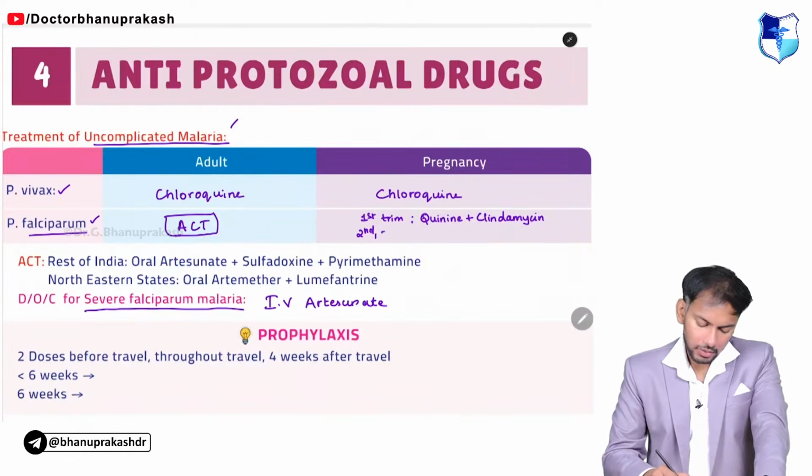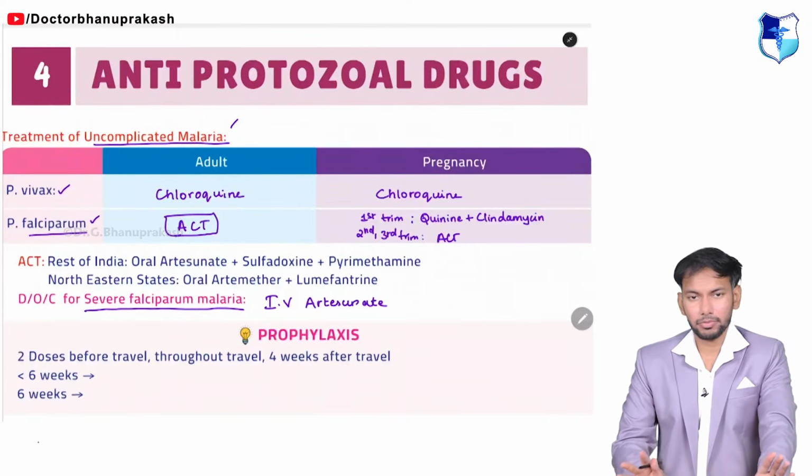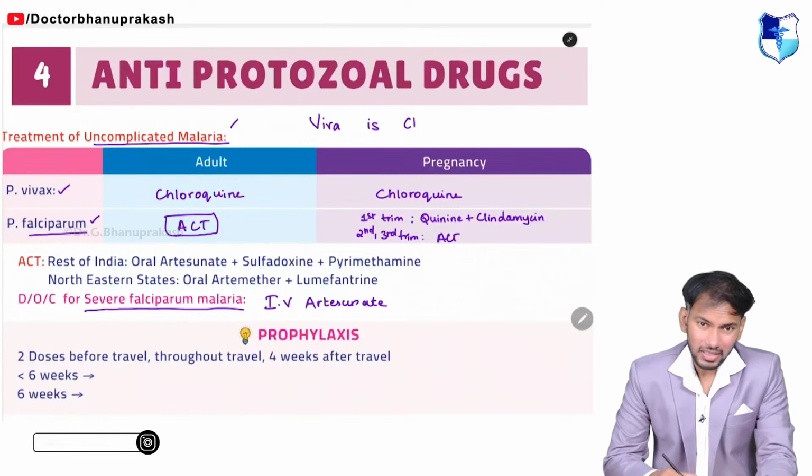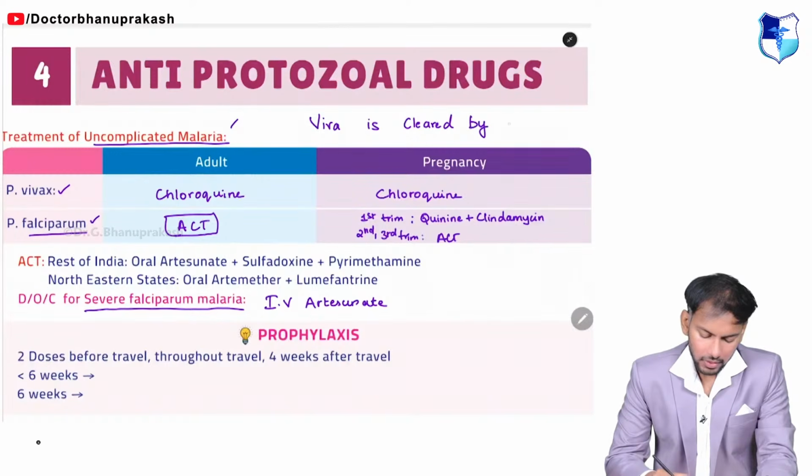Second and third trimester, organogenesis has already happened, so you can still give ACT. So, how do you remember all of it? See, how do you clear a viva? By answering it correctly. Yes, so viva is cleared by facts.